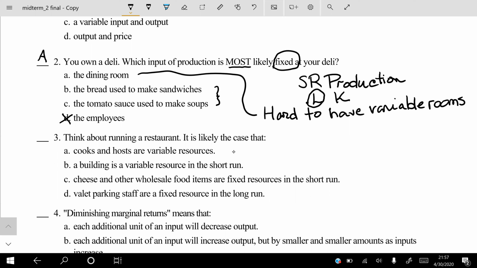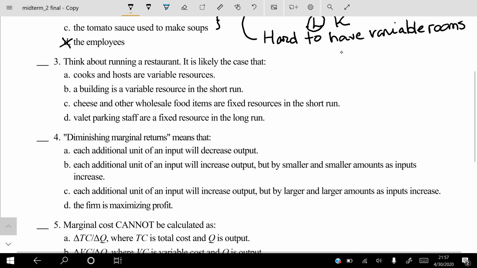Okay, so hopefully that makes sense. Think about running a restaurant. It is likely the case that cooks and hosts are variable resources. A building is a variable resource in the short run. Cheese and other wholesale food items are fixed resources in the short run, and valet parking staff are fixed resources in the long run. Well, remember, in the long run, everything's variable.